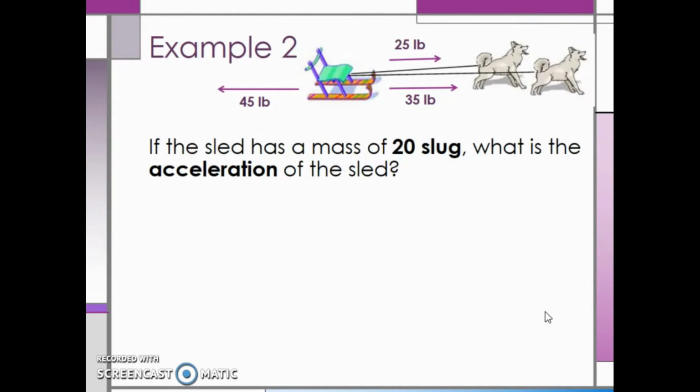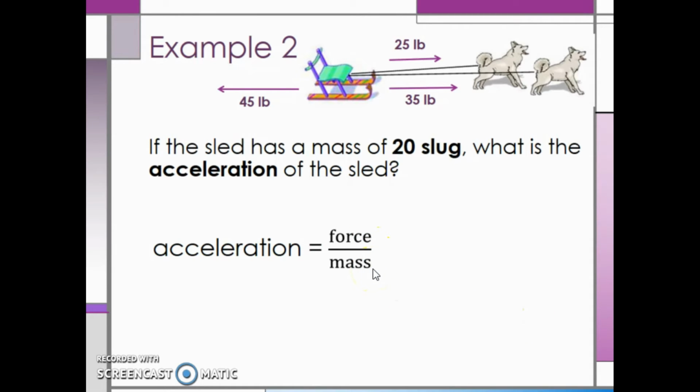In this example, the same sled has a mass of 20 slug, and now we want to find the acceleration of the sled. We will have to think back to the first section in this chapter where we discussed force, mass, and acceleration. Using that equation circle, acceleration equals force divided by mass.